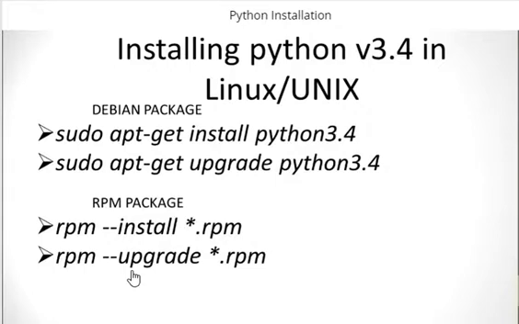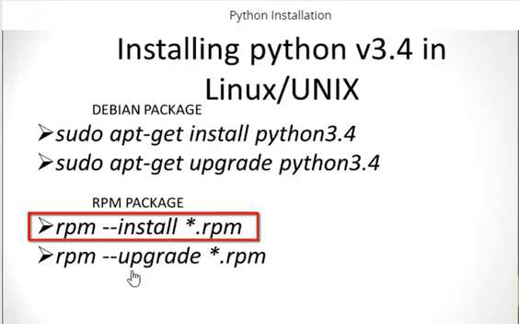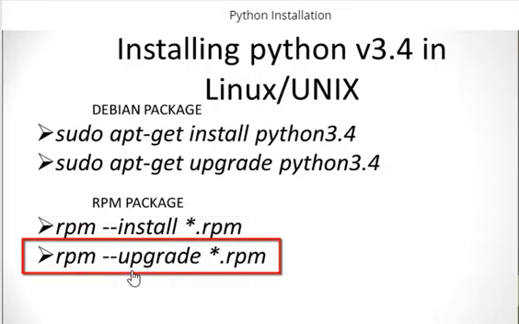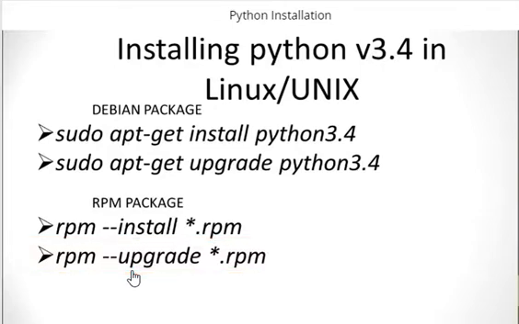Once you have copied that in your root folder, go ahead and open the terminal. Go to that directory with cd .., that's the way you do that. Then type this command: rpm --install *.rpm. If you already have that package and you want to upgrade it, type rpm --upgrade *.rpm, and it will get installed automatically on your system.